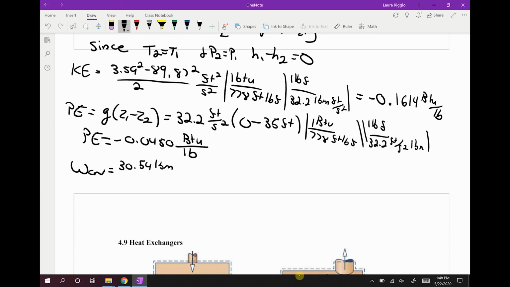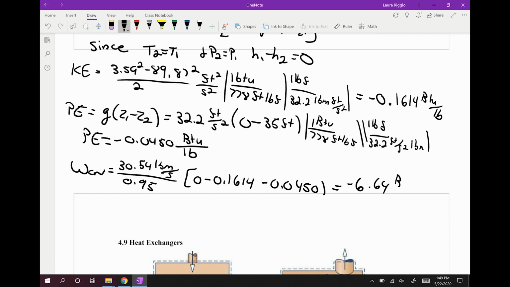So our work is equal to 30.54 pounds per second divided by 0.95 times 0 minus 0.1614 minus 0.0450 equals minus 6.64 BTUs per second, which is equal to minus 9.4 horsepower.